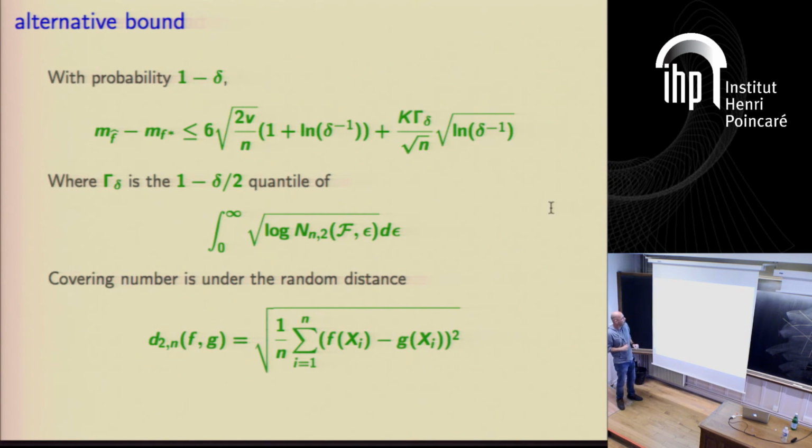Now we can weaken this, and we can have another version of the same theorem that replaces the second two terms by the 1 minus delta over 2 quantile of this empirical chaining entropy integral. Here, this thing is now a random variable. The covering numbers depend on the data. These are purely empirical, and now this entropy integral is a random variable. We can look at the quantile of it, and this is going to be the 1 minus delta over 2.